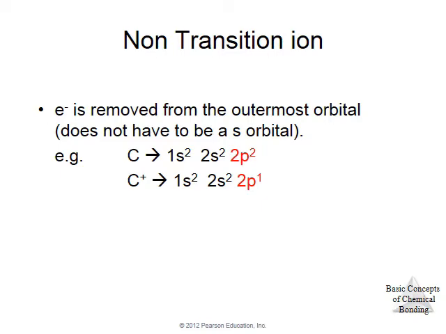For a non-transition ion, for example, here I have written down carbon 1s2 2s2 2p2. When I get carbon plus 1, you remove 1 electron, and that electron would go from the outermost 2p subshell, for which we get 2p1. So this is distinctly different from transition metal ion configuration.